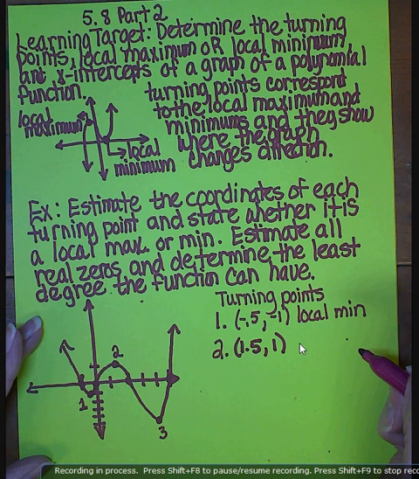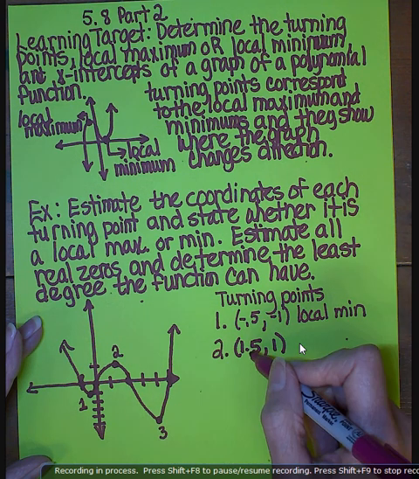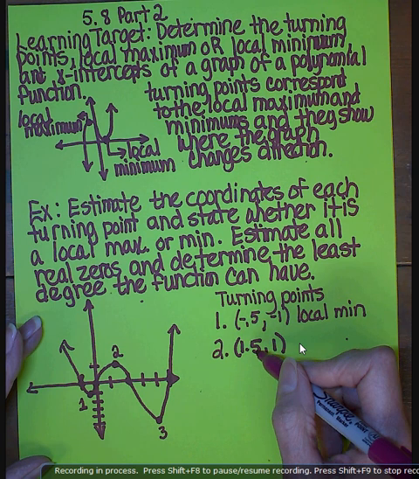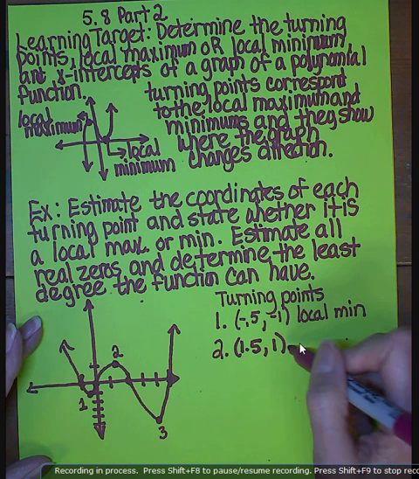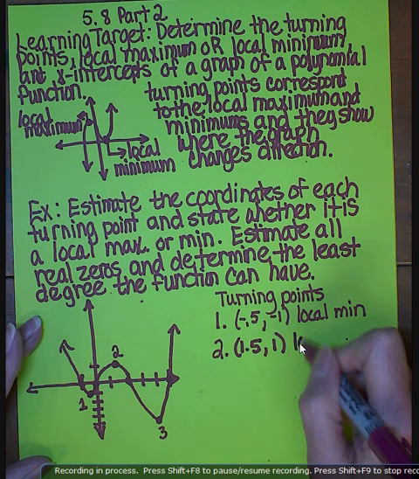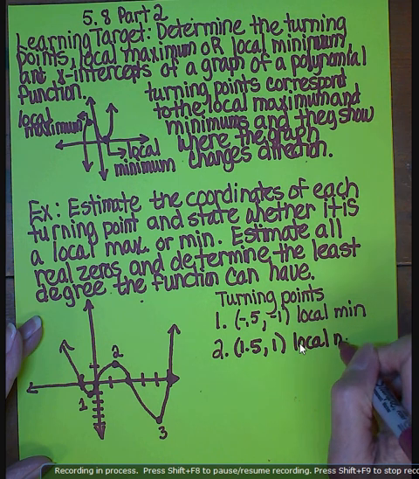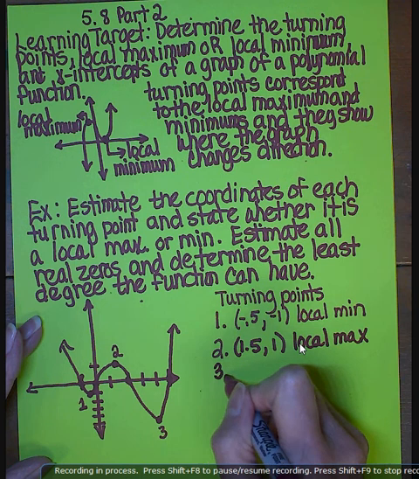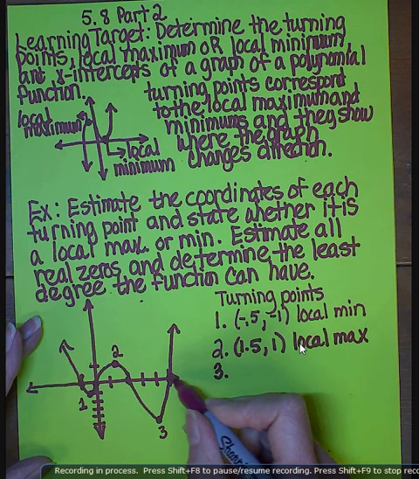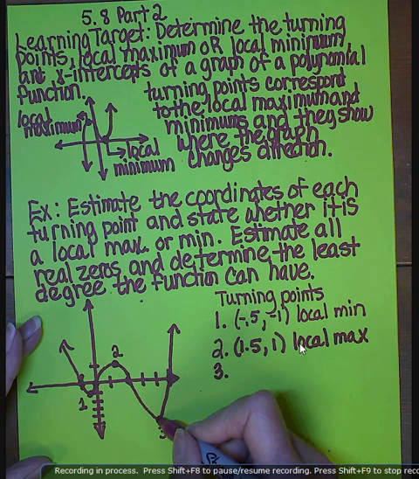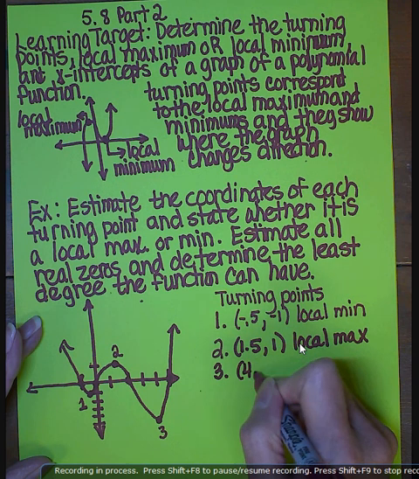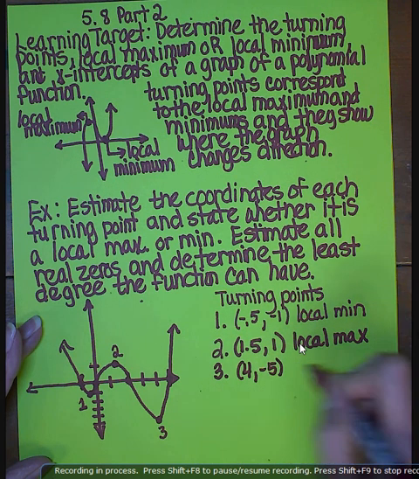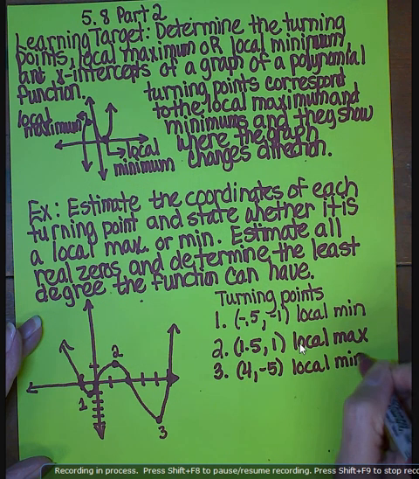Okay, so I'm estimating that to be about 1.5 and 1. And that one is high, so it'll be a local max, or a local maximum. Okay, then let's estimate this point to be 4, negative 5. And again, that's a low point, so it'll be a local min.